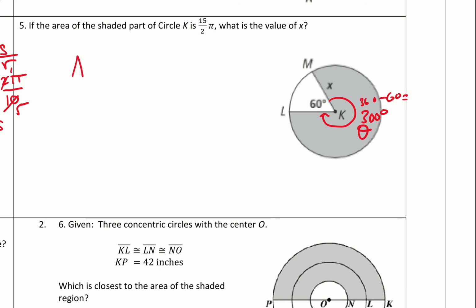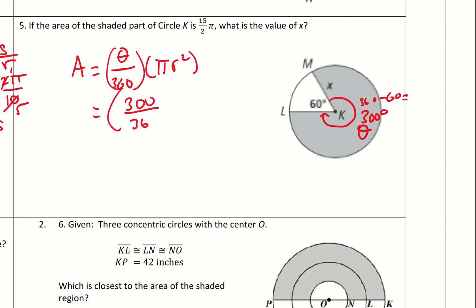And remember the formula for the area of a sector is theta over 360 times pi r squared. And this is when it's in terms of degrees, not radians. So since we're dealing with degrees, we're going to use this formula. So we get 300 over 360. And we know that the area is 15 pi over 2. So we're going to write that down on the left side. And r here, the radius, is actually x. So we're going to call that x squared there.